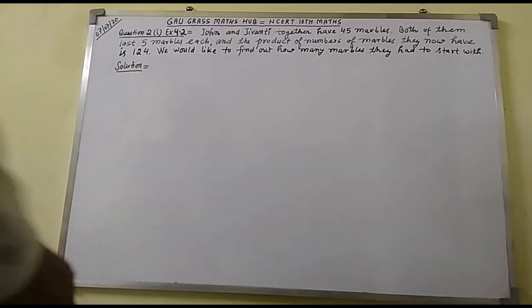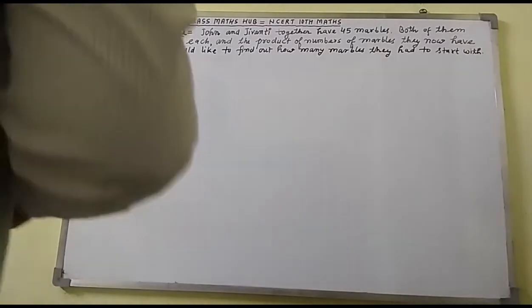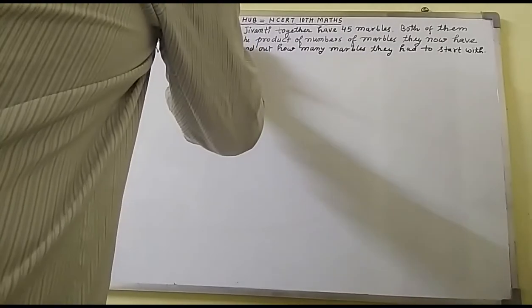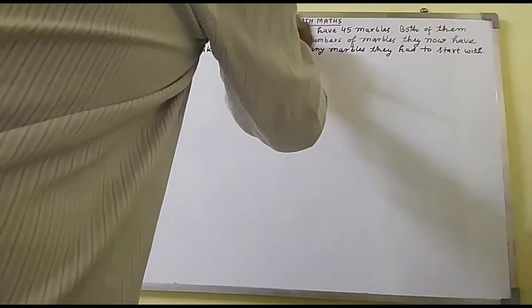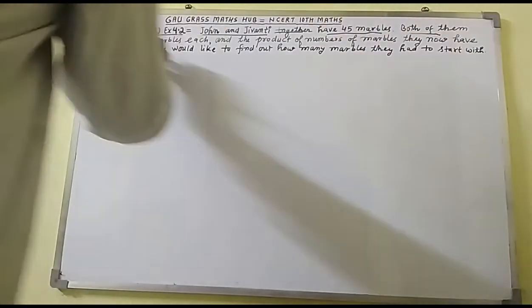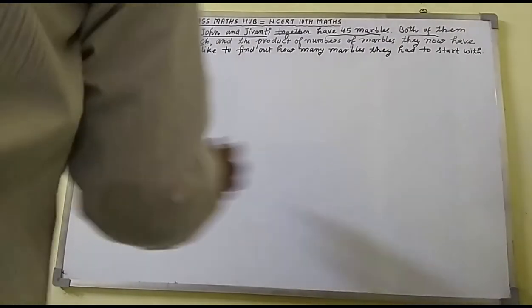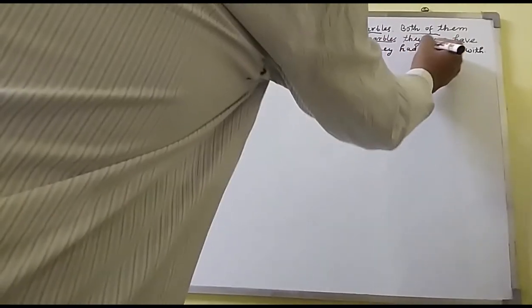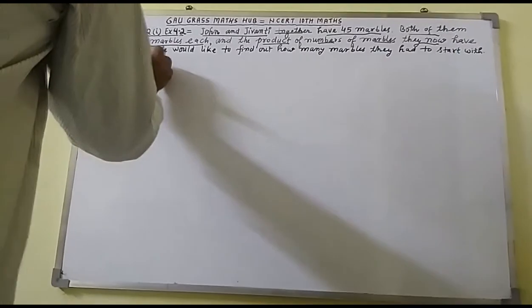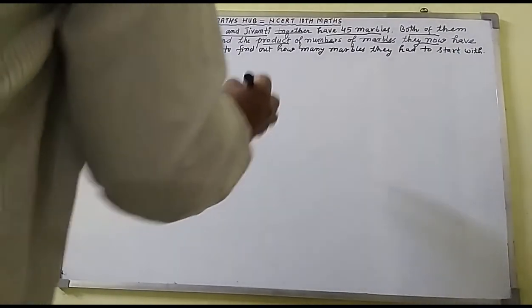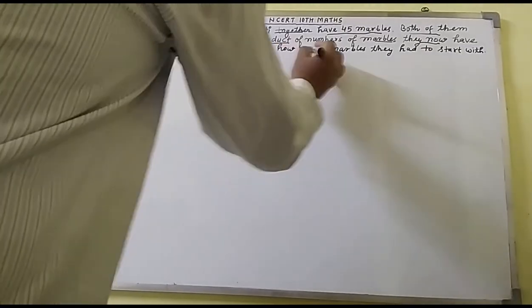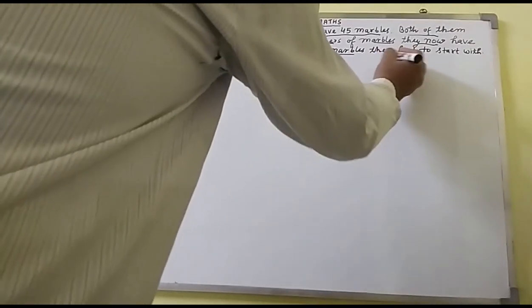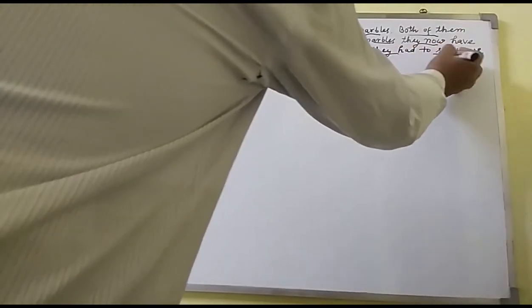Let us proceed. The key points are: John and Jivanti together had 45 marbles. Both of them lost 5 marbles each. The product of the number of marbles they have now is 124. We have to find out how many marbles they had in the beginning.